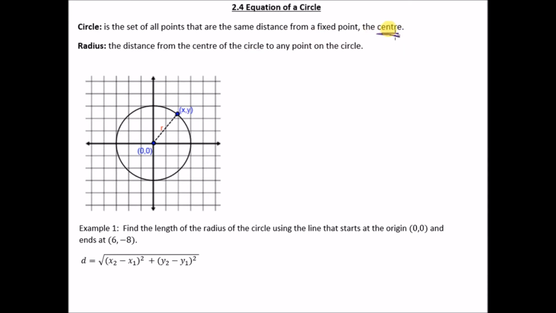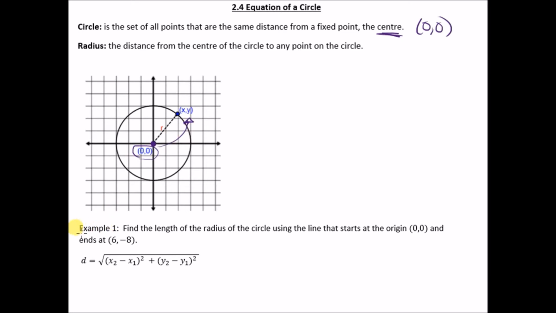So a lot of times, for the scope of the grade 10 course, what we're going to be focusing on is the center at the origin, so 0, 0 being the center. And the radius is the distance from the center of a circle to any point on the circle. So we would go from 0, 0 to x, y, whatever that x, y is.